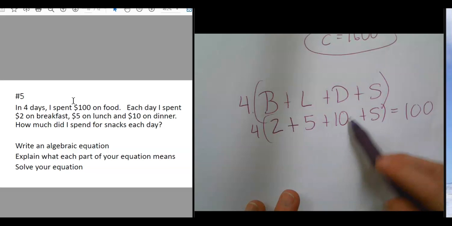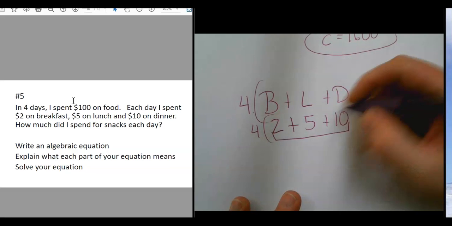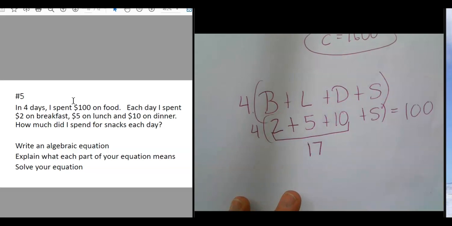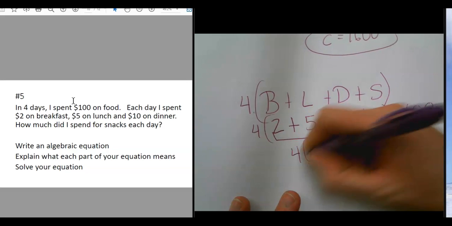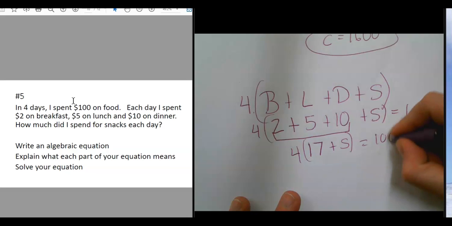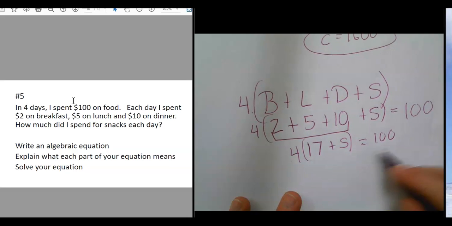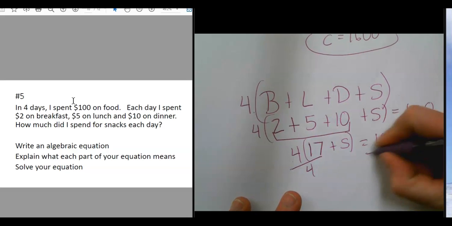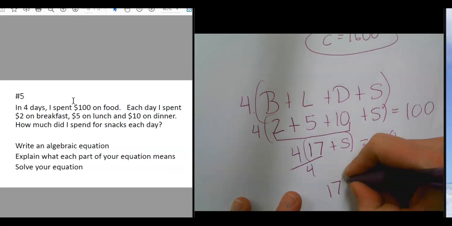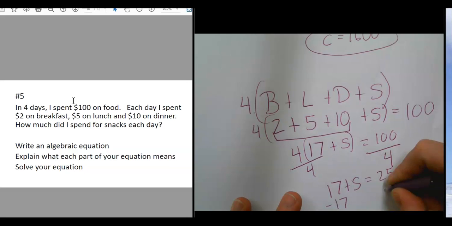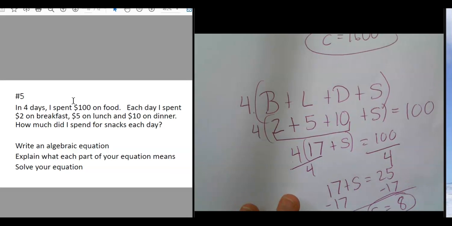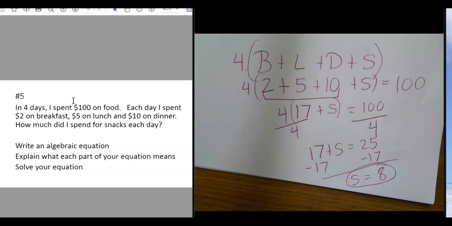Breakfast plus lunch plus dinner means I'm spending a total of about $17 per day on meals, plus my snacks, times 4 equals 100. Now you can either distribute or divide by 4. And I'm going to go ahead and divide by 4. Distributing is fine as well. 17 plus s equals 25. Subtract 17 from both sides, and I get s is equal to 8. $8 a day on snacks.